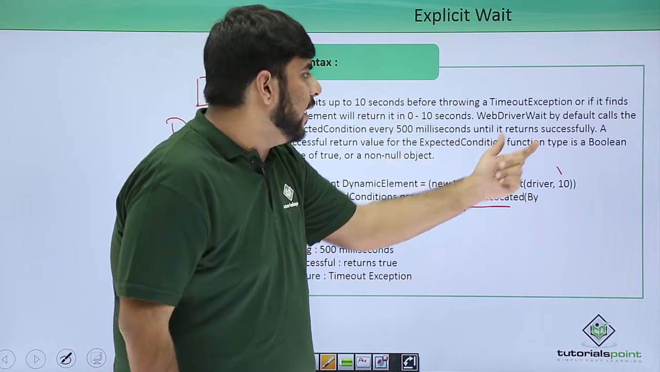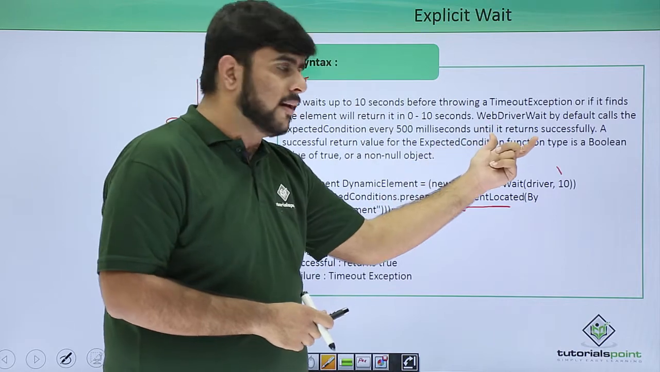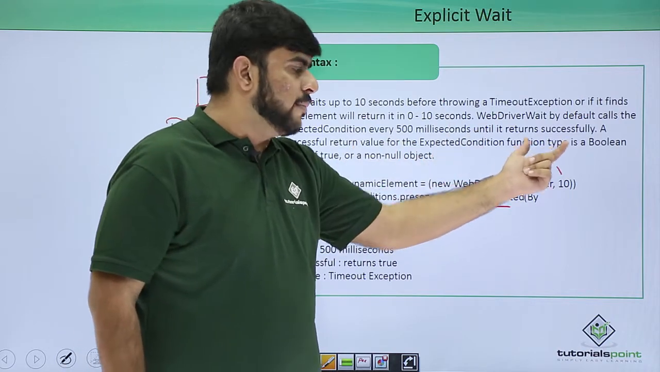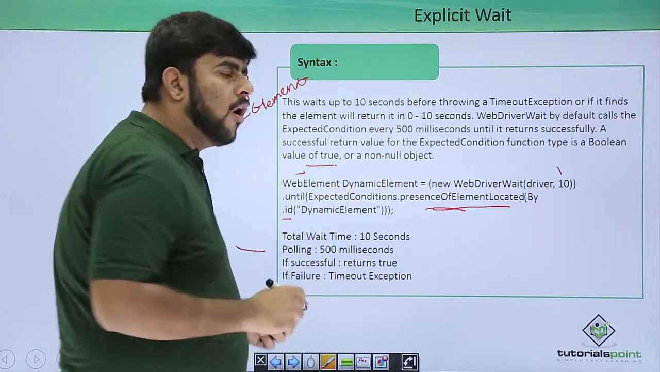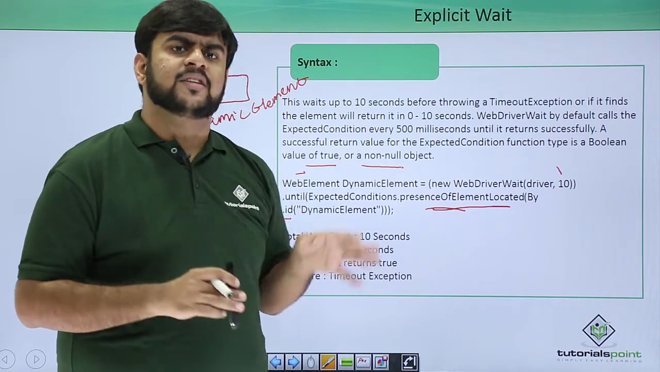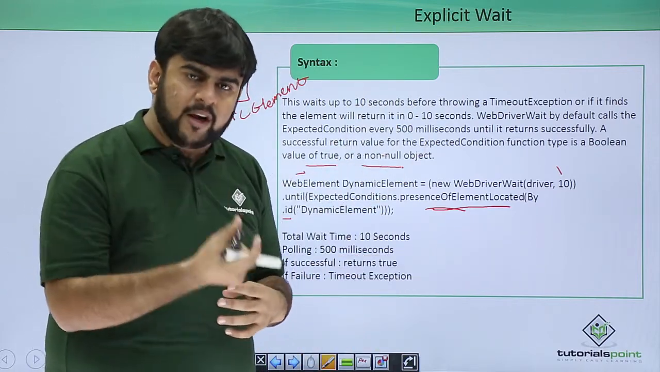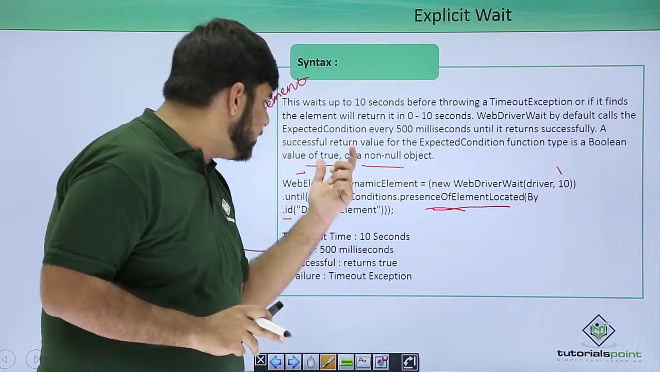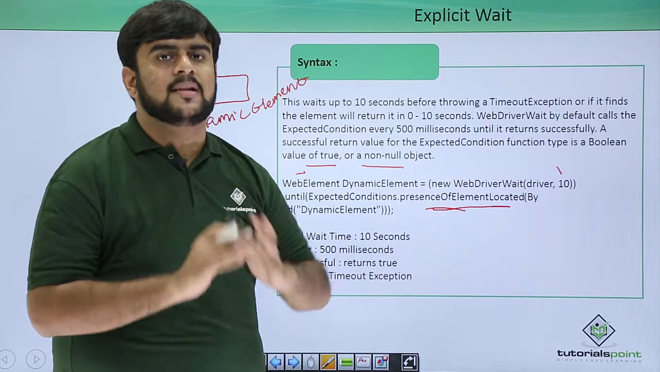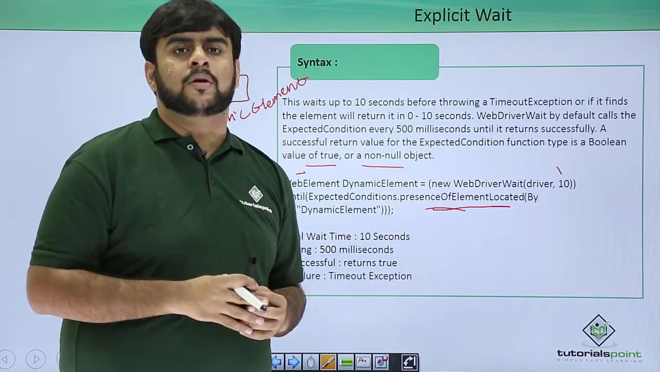WebDriver wait by default calls the expected condition, like this was the expected condition, right? After every 500 milliseconds until it is returned successfully. A successful return value for the expected condition function type is a Boolean, and it is a true value. Or if not, then it returns a non-null object. So to summarize, this wait would put the driver to wait for X amount of time, and keep polling every 500 milliseconds till it finds the element passed in the expected condition. Once the element is found within the 10 seconds, it returns true, or else it returns a timeout exception. Now, let's quickly go to Eclipse on our system and see the working of explicit wait.